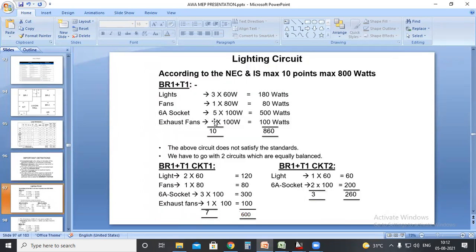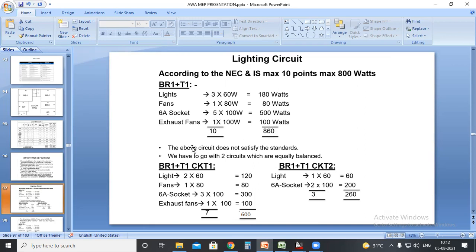Okay, 3 plus 1 plus 5 plus 1, so the total is 10 points. That is fine, you are not crossing the limit. But when you take the total load for this particular circuit, you can see 3 into 60 is equal to 180, 1 into 80 equal to 80, 5 into 100 equal to 500, 1 into 100 is equal to 100. So adding all this wattage together, the total load is 860.